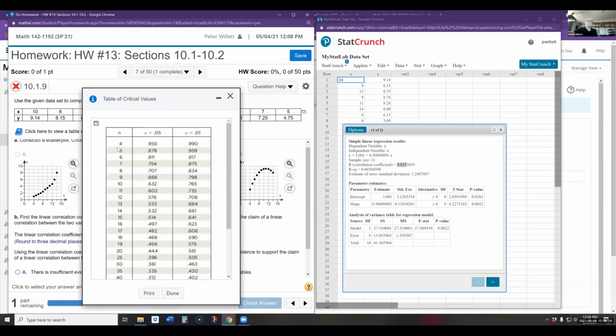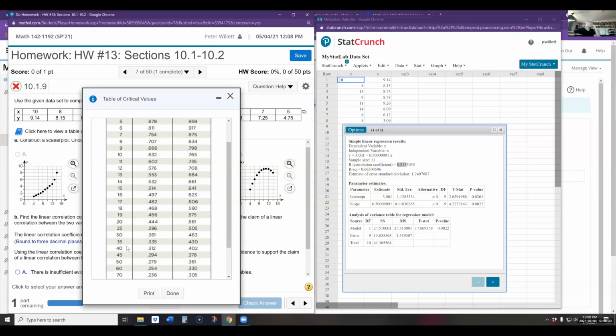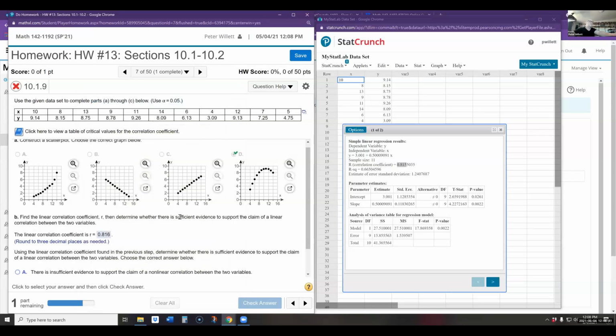Luckily, it's pretty simple. It just lists the size of the sample, and it lists the significance levels 5% and 1%. If you have a bigger sample and you don't have an exact value, like you have 42 and it jumps from 40 to 45, you would just pick the table value that's closest to the size of your sample. But in this case, we have 11 in our sample, and that is exactly on the table. At the 5% level, we have 0.602. So the critical value, positive or negative, would be 0.602.